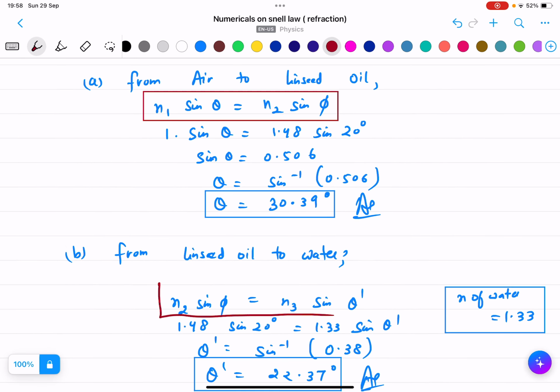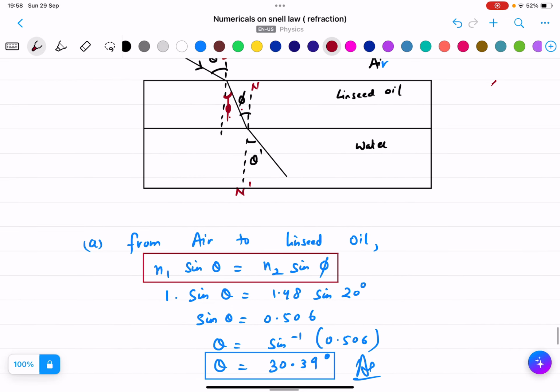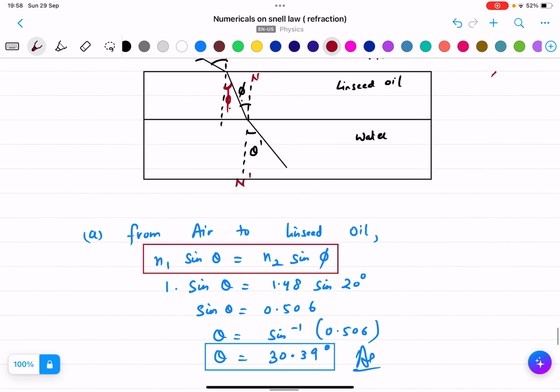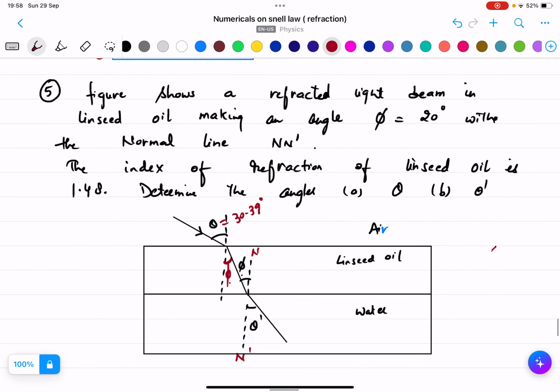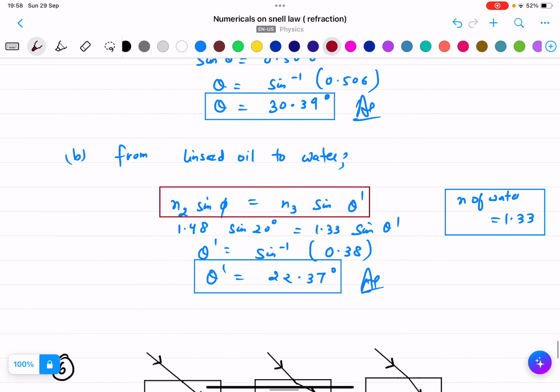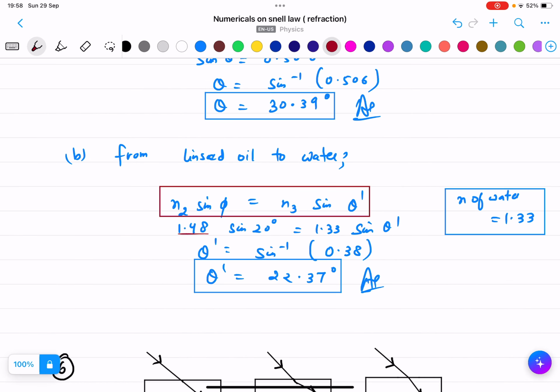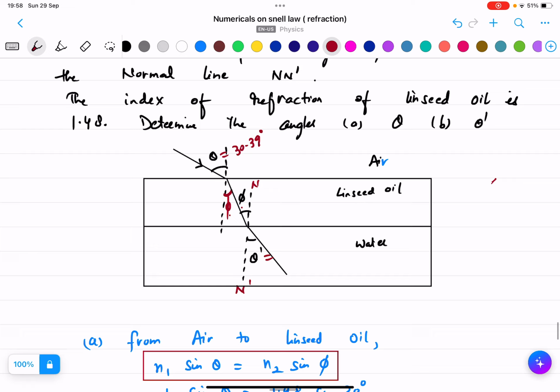Now again from linseed oil to water, if we do this formula, it will be n2 sine phi equals n3 sine theta dash. We'll put the values. 1.48, linseed oil refractive index is 1.48. Sine 20 degree equals n3, 1.33. N of water is 1.33. Sine theta dash. So now we will find out the theta dash, which is equal to 22.37 degree. So this angle comes out to be 22.37 degree.